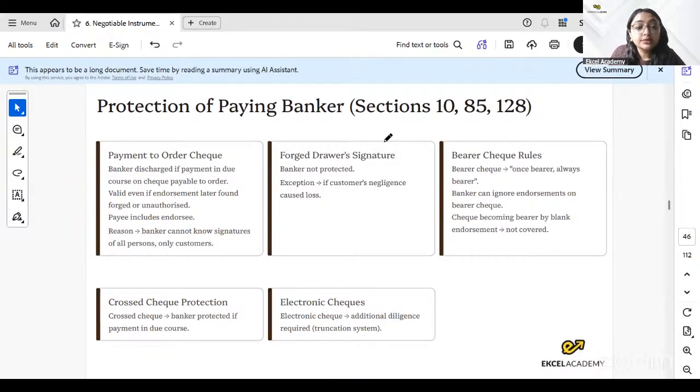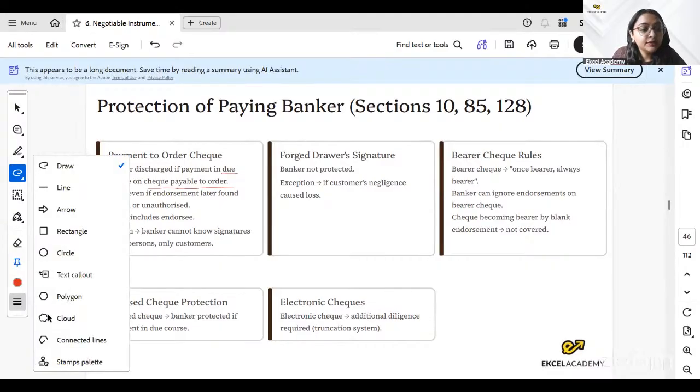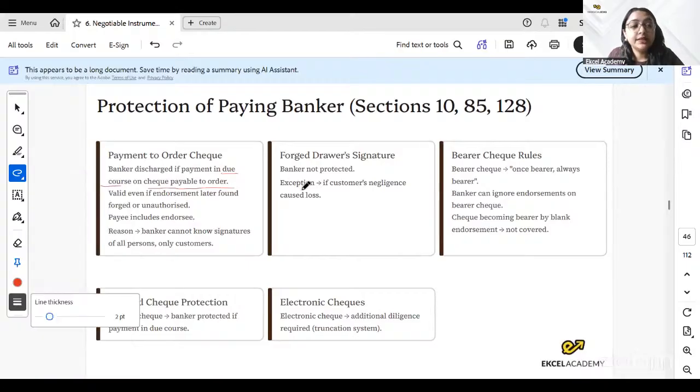The paying banker is your banker on whom the check is drawn and the one who will have to make the payment. So the first one is payment of an order check. The banker is said to have discharged payment if the payment is made in due course, or the check is payable to order. What is due course? We will understand this topic in more detail later, but for now, it means the right person at the right time.